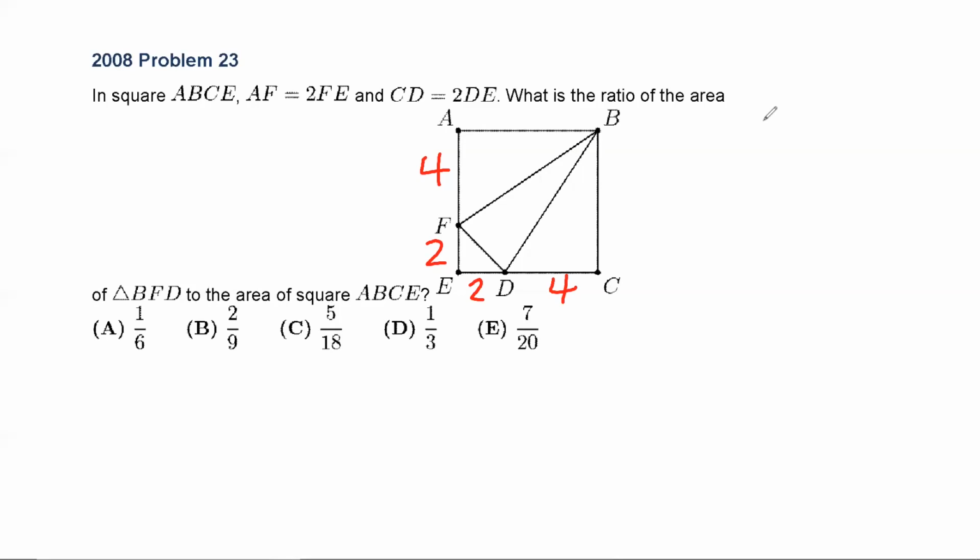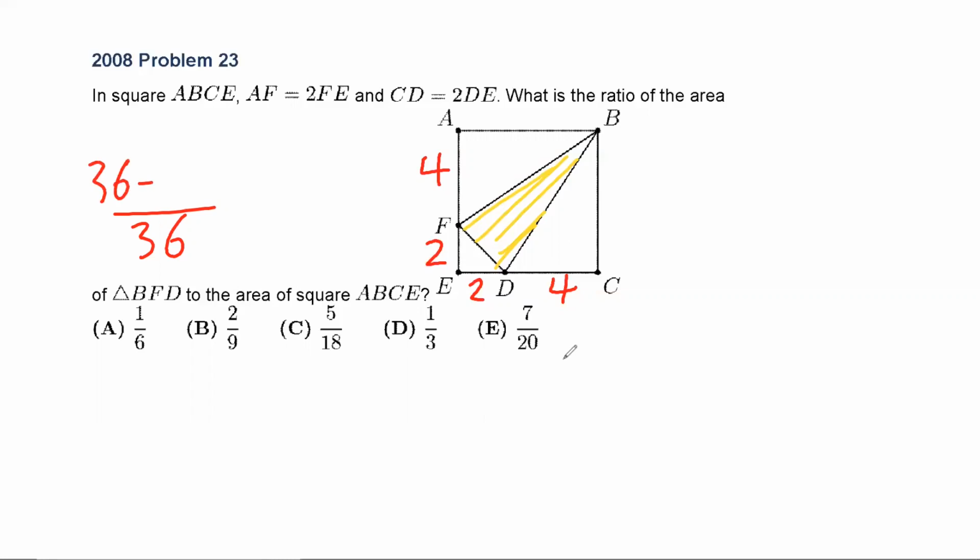So they're asking for the ratio of BFD, which is just this triangle here, to the area of ABCE, which is just the entire square. We already know off the bat that the area of the square is 6 times 6, which is 36. So that goes on the bottom. To get BFD, we can take the total area of the square and subtract the 3 other triangles that are white.